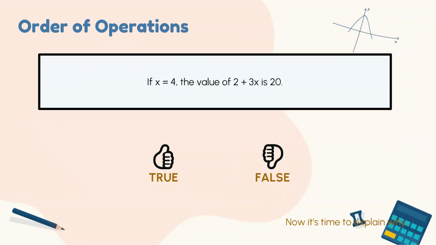Let's test your understanding. If x equals 4, the value of 2 plus 3x is 20. Is that true or false? Pause the video and think carefully. Remember, 3x means 3 times x, and multiplication happens before addition.